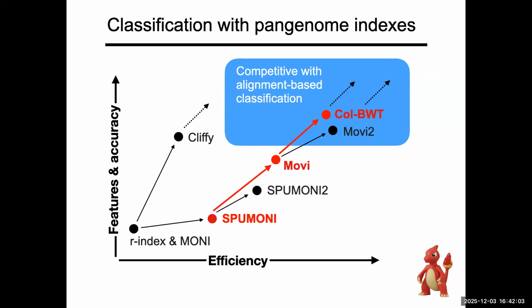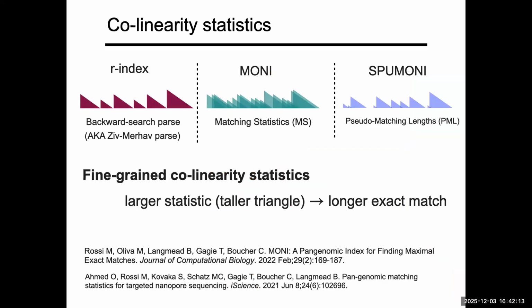This is the journey I want to talk about today, from Spumoni to Movie to Colby WT, to get a sort of impression of what we can do now. Okay, so let me start by talking about what I'm going to call collinearity statistics, basically any information we can get that has to do with how long are the matches between my query and my pangenome reference.